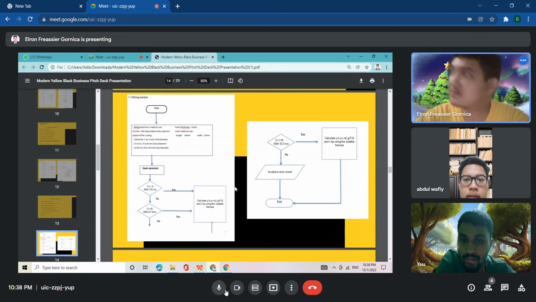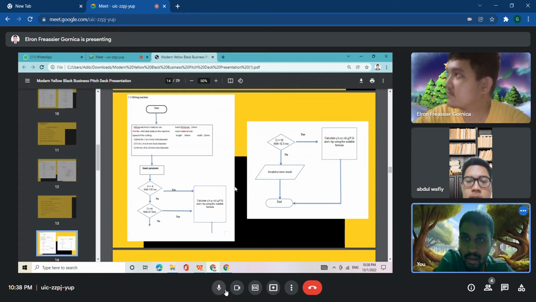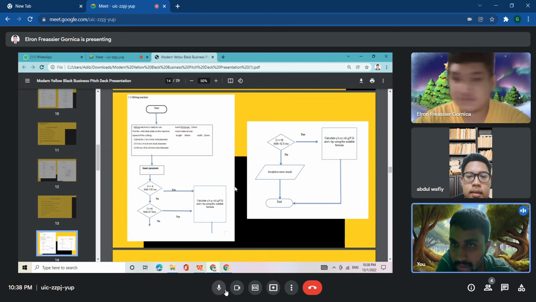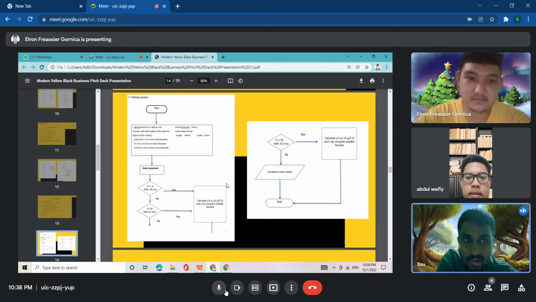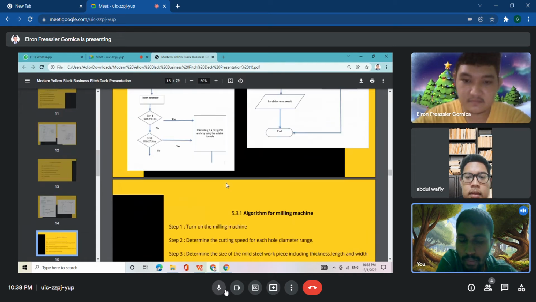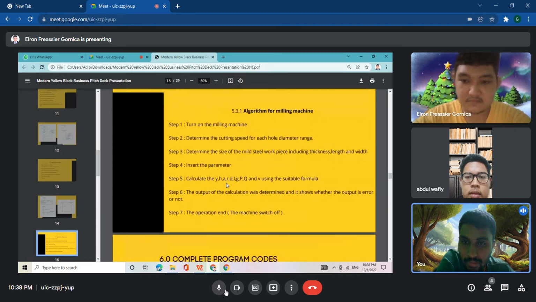Okay, next we see about the milling machine. These are our flowchart for the milling machine. Here we have start until end. Next, we see about our steps for the milling machine. Here we have 7 steps.